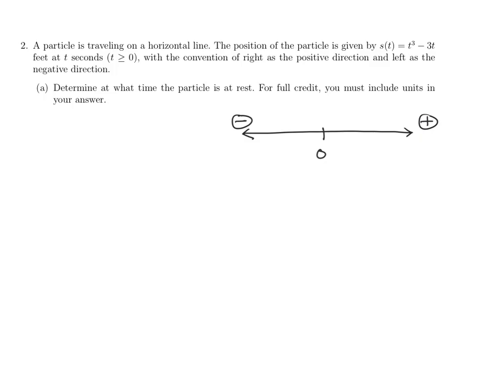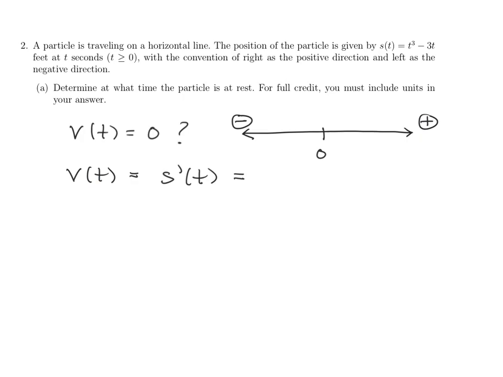Part A says, determine at what time the particle is at rest. So to figure this out, you have to know, when does the velocity of this particle equal 0? That's the thing we're trying to solve for. And by definition, if you want to know the velocity of a particle and you're told its position, that is the derivative of the position function.